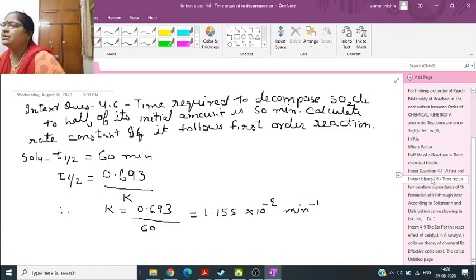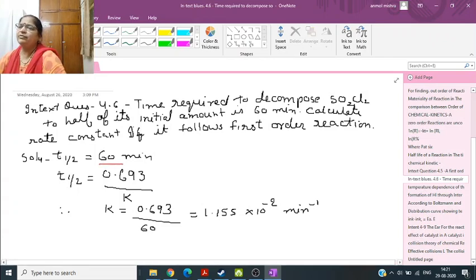second example is, that is, this is in-text question 4.6. Here the time required to decompose SO2Cl2 to half of its initial reactant is 60 minutes. So time given to you is 60 minutes. Calculate the rate constant if it follows first order reaction. So here time is given, that is 60 minutes.